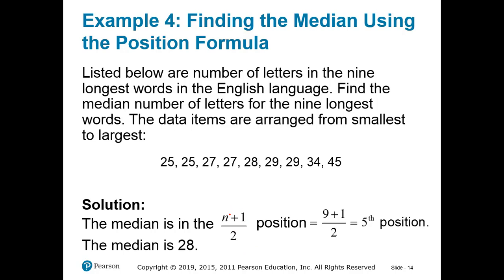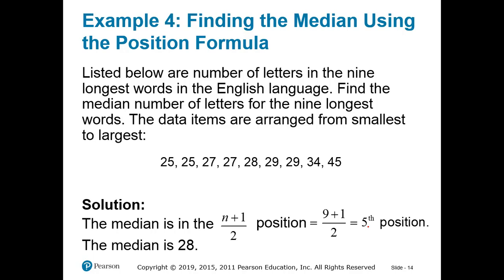It will not give you the median number, but it will tell you how many spots to count to get to the median position. In this case, you have 9 values, so it's 9 plus 1 divided by 2. 10 divided by 2 is 5. So you count 5 spots, and you'll get to the median in the 5th position.